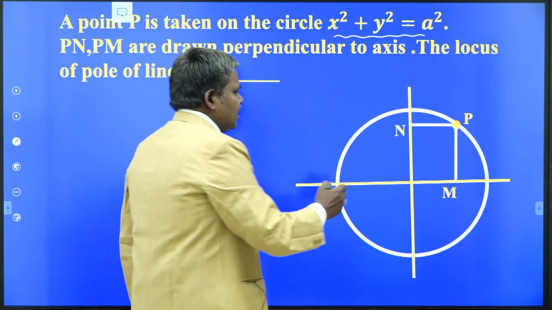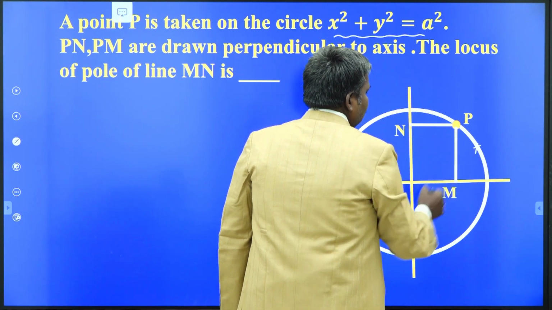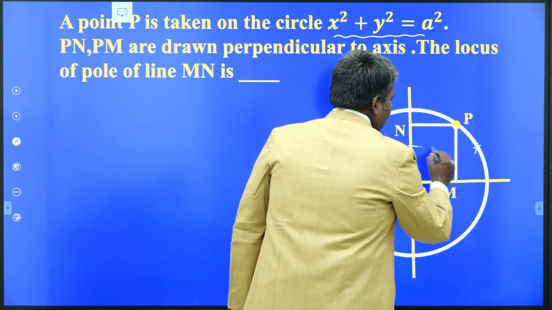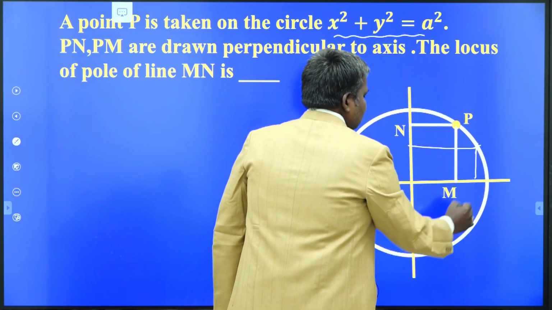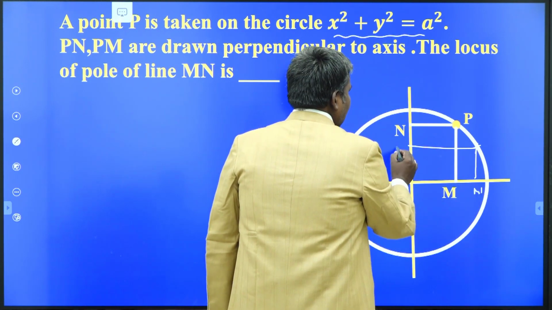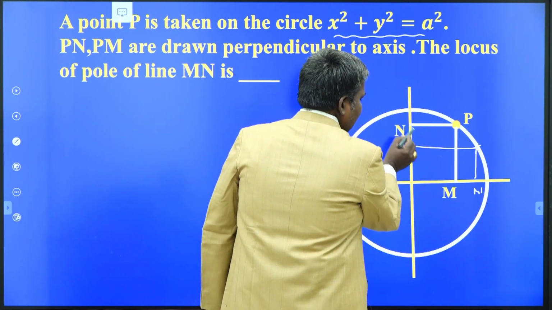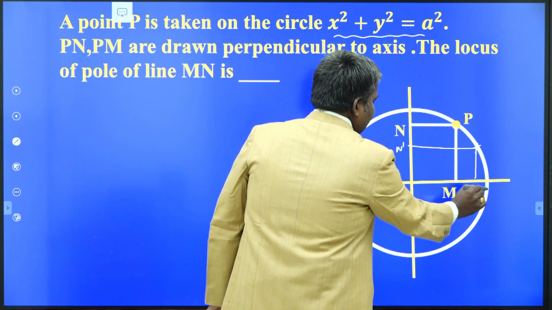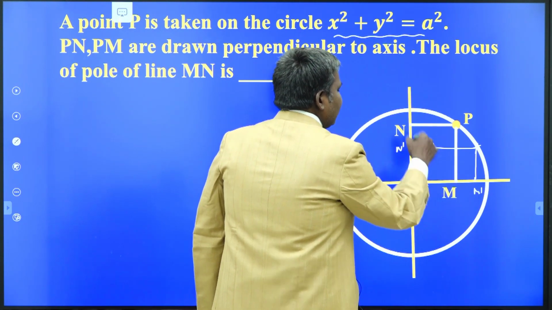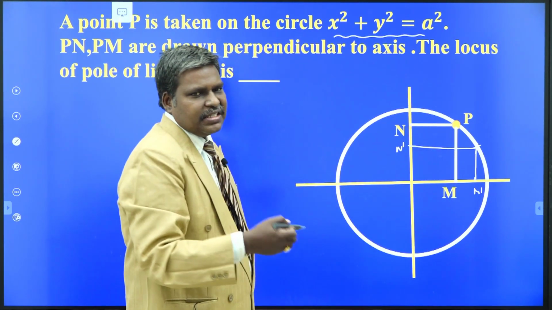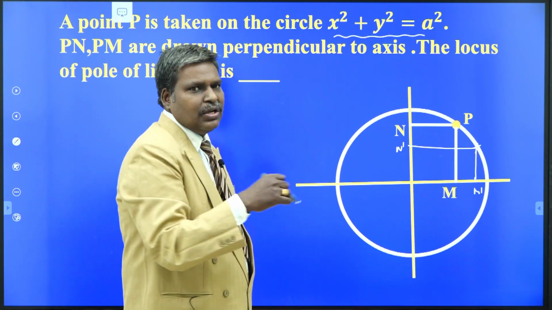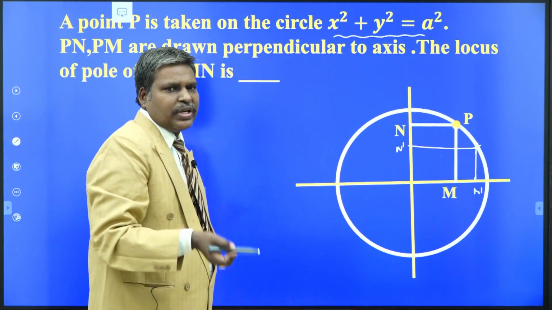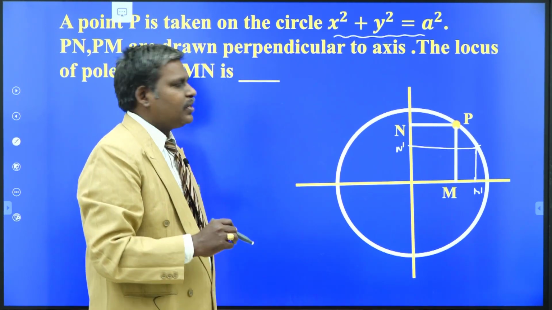By changing the position of P, suppose your position of P is here, you can draw the perpendiculars in this manner. This is M dash, this is N dash. So this is the line joining MN, this is the line joining M dash N dash. So the line is varying in this manner. For every line there exists a pole with respect to the same circle. You collect all such poles, you get some locus, that is what you are going to find here. Understand?